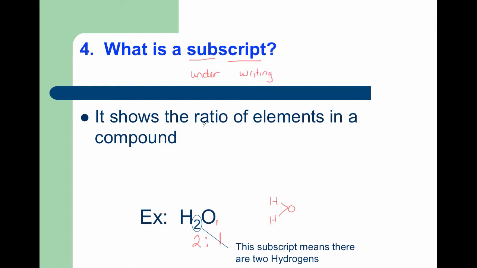And you can see that the subscript is smaller than the symbol. It's a smaller writing. So you could write the subscript H2O. Do you see how I'm putting it under the writing? You could have CO2. The subscript is under the writing. Okay?